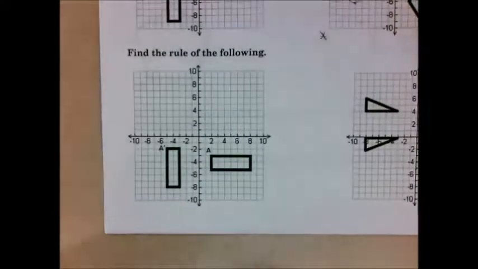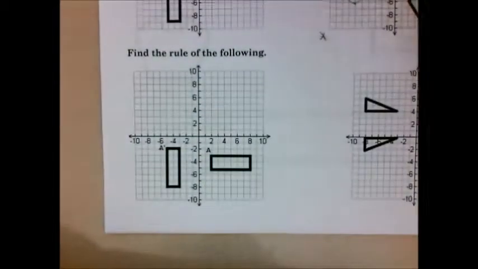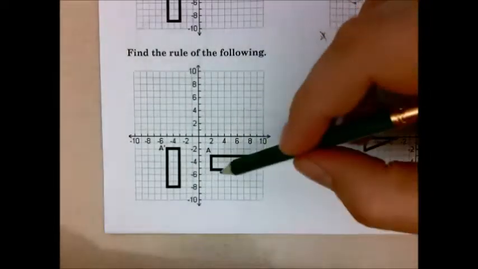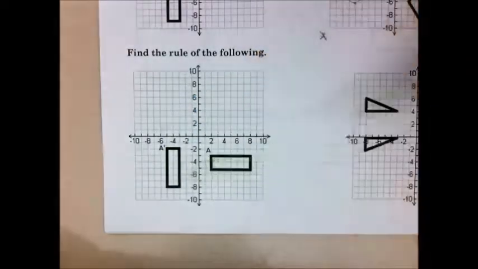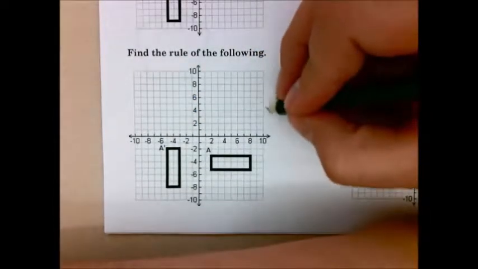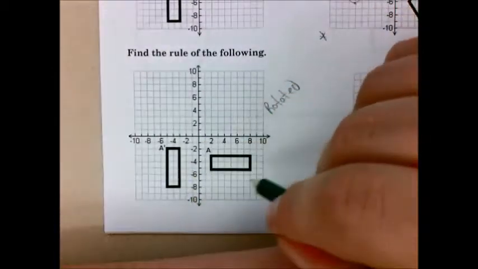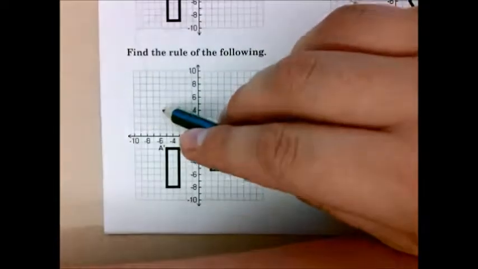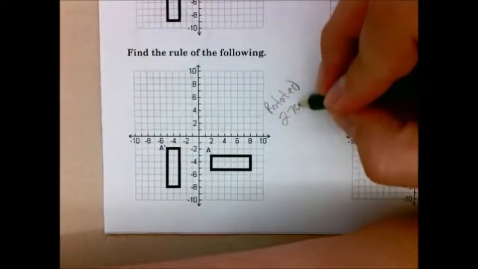Now we're going to find the rules. I labeled them A and A prime. A prime is essentially the image. A is the original. So what happened here? It looks like it moved all the way around. It moved 1, 2, and 3. So it rotated. Now let's figure out how much. If I rotated 90, it'd be there. If I rotated 180, it would be there. If I rotated 270, it's going to be right there. So it rotated 270 degrees.